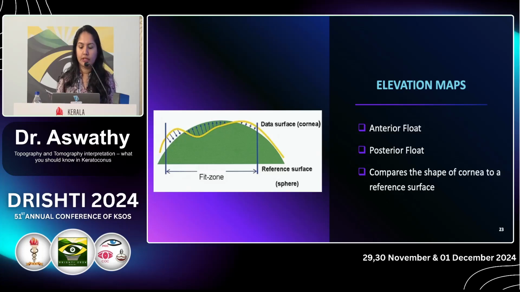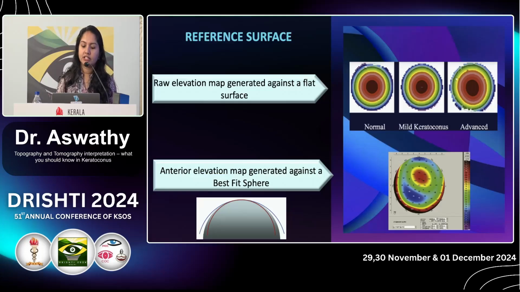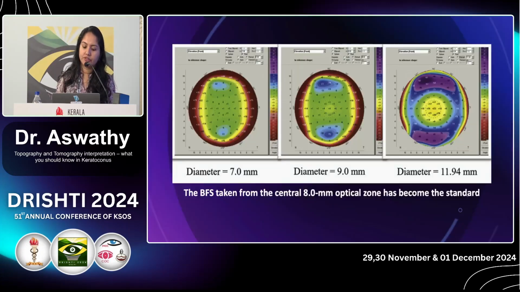Next we move on to elevation maps. This is called anterior float or posterior float. Now to get an elevation map, you have to compare the cornea to a reference surface. If the reference surface is a planar surface, then even mild, advanced and normal corneas look similar. So in that case, we have to take a reference surface which approximates the normal cornea as closely as possible. After much deliberation, a best fit sphere from the central 8 mm optical zone has become the standard reference surface.